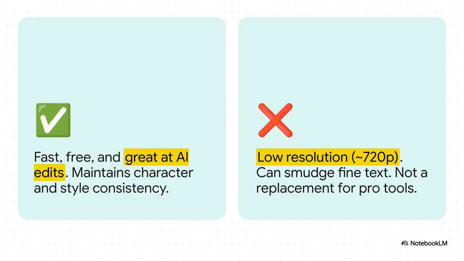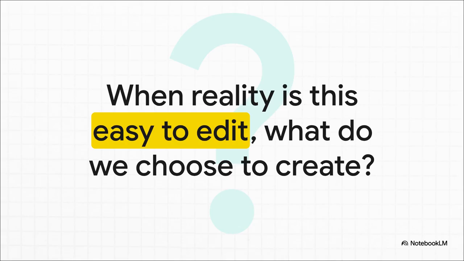So here's the quick and dirty breakdown. On the plus side, it's insanely fast, it's free to use, and it's brilliant at things like content-aware fill and keeping a character looking the same across multiple images. But on the downside, you've got that low resolution, sometimes it can smudge fine text, and it's just not a replacement for pro tools like Photoshop when you need things like layers, masks, or raw editing. Not yet, anyway.